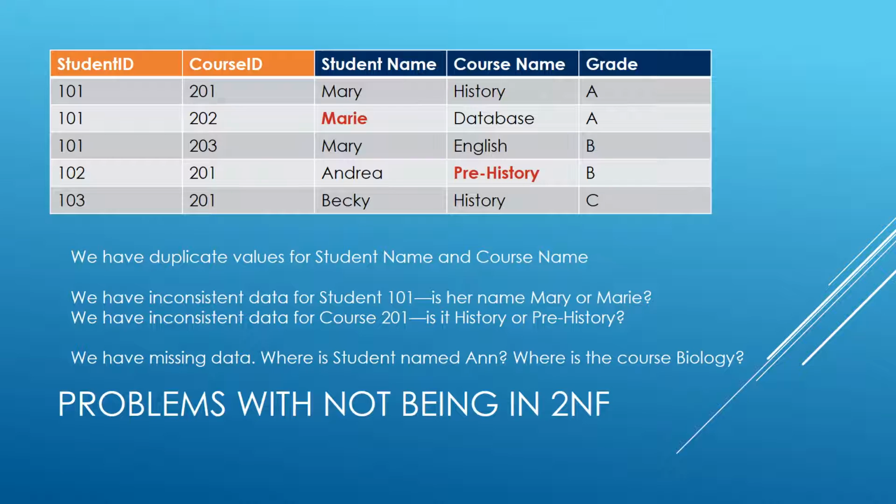I don't know. And we have missing data. For example, where is the student named Anne? Where is the course biology? We can't store a student's name unless she is enrolled in a course. And a course does not exist unless a student is enrolled in the course.